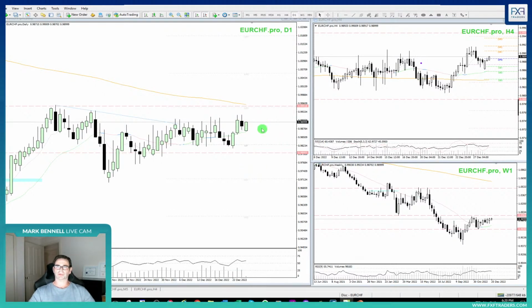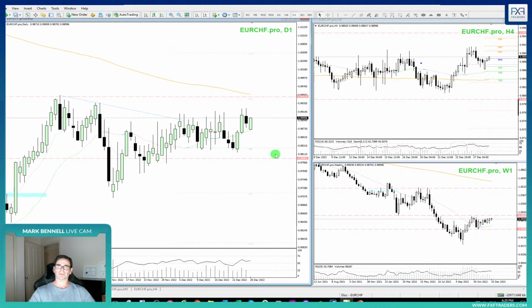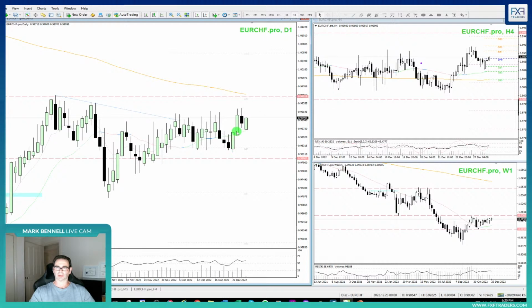Euro Swiss, yeah, look straight off the daily. Look, it's trying to break here. It doesn't fill me with confidence. I'd rather see it in here. It's not bad though. Like, got a bit of momentum, pull back.